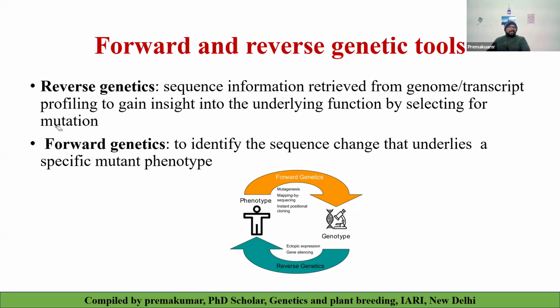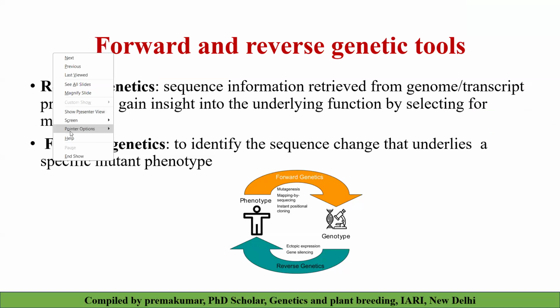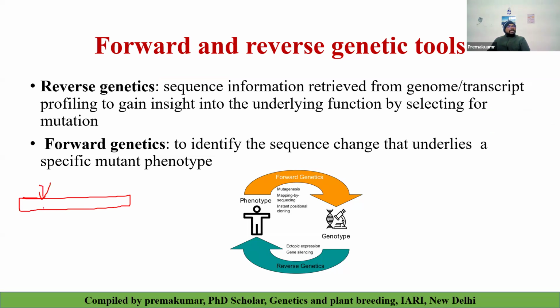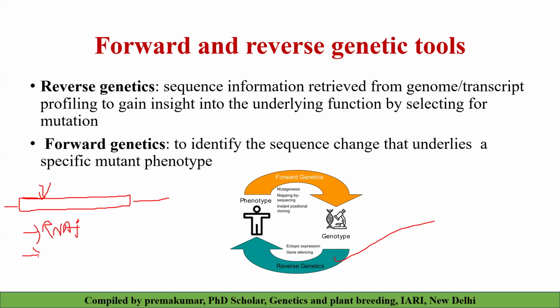What else can we do? We already discussed many techniques. We can silence it, or upregulate or downregulate it. We have a sequence. In which way can we silence this gene? RNA interference. We have discussed RNA interference. That is also one reverse genetic technology. Then another one: CRISPR. That we also discussed. That is also reverse genetics.